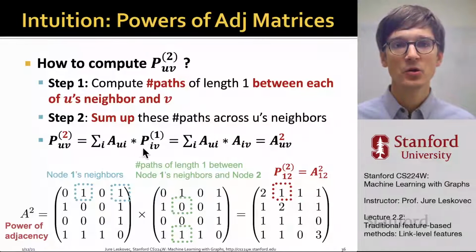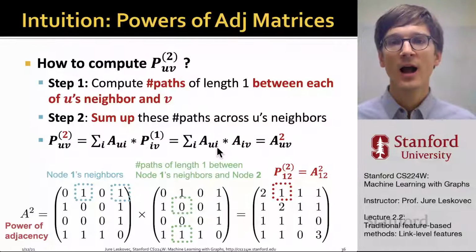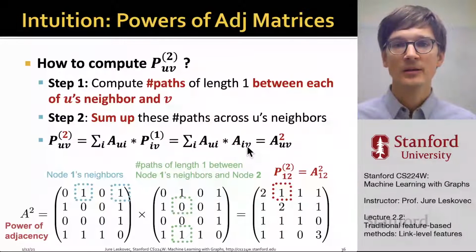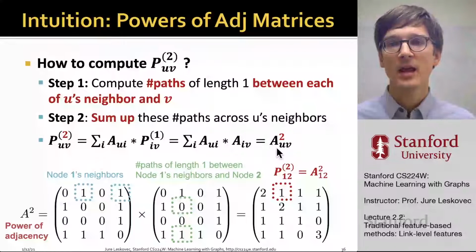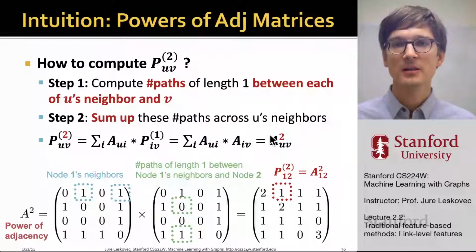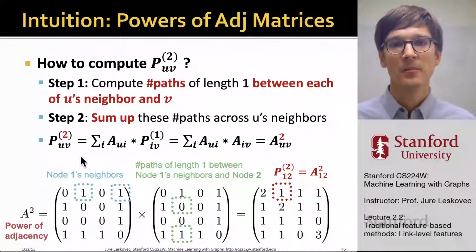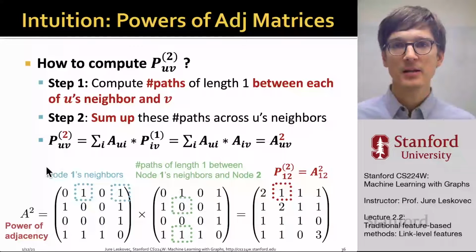And now you can substitute back the adjacency matrix. So all this is a sum over i, A_ui times A_iv. And you see this is simply the product of the adjacency matrix A with itself. So this is now the entry uv of the adjacency matrix A squared. And now by induction we can keep repeating this and get higher powers that count paths of longer lengths as this is increasing.